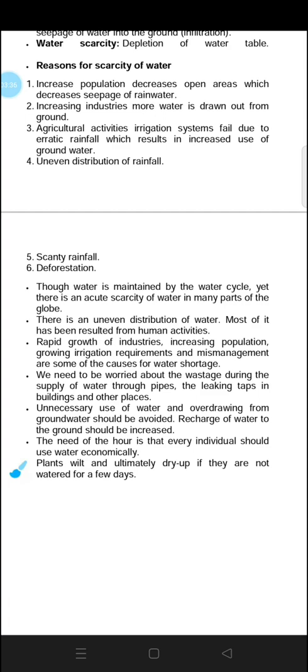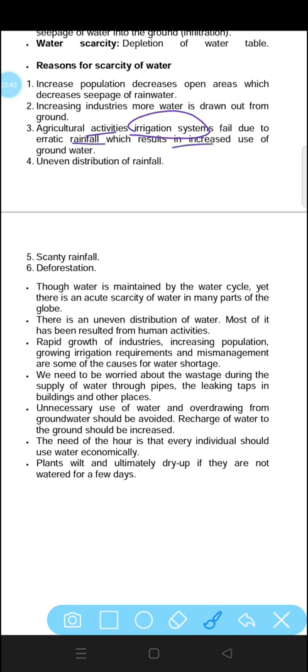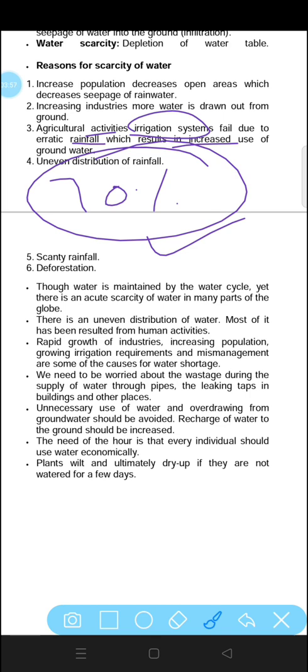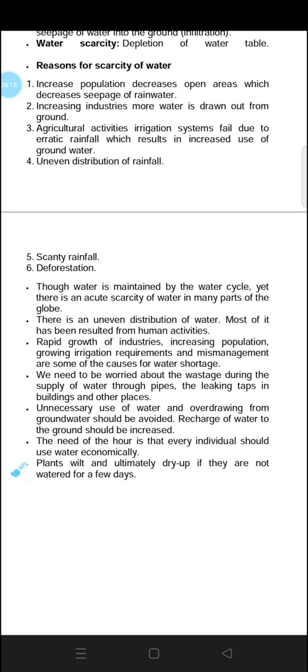Next is agricultural activities. Irrigation systems fail due to erratic rainfall, which results in increased use of groundwater. As we all know, we are living in India, and India is an agricultural country. 70% of the population depends on agriculture for their employment or living. And here also rainfall is not sufficient. Sometimes rainfall will not occur. In that case, farmers use underground water for the irrigation of their fields. So due to this overuse of water for irrigation because of lack of rainfall, it also leads to a low level of underground water.